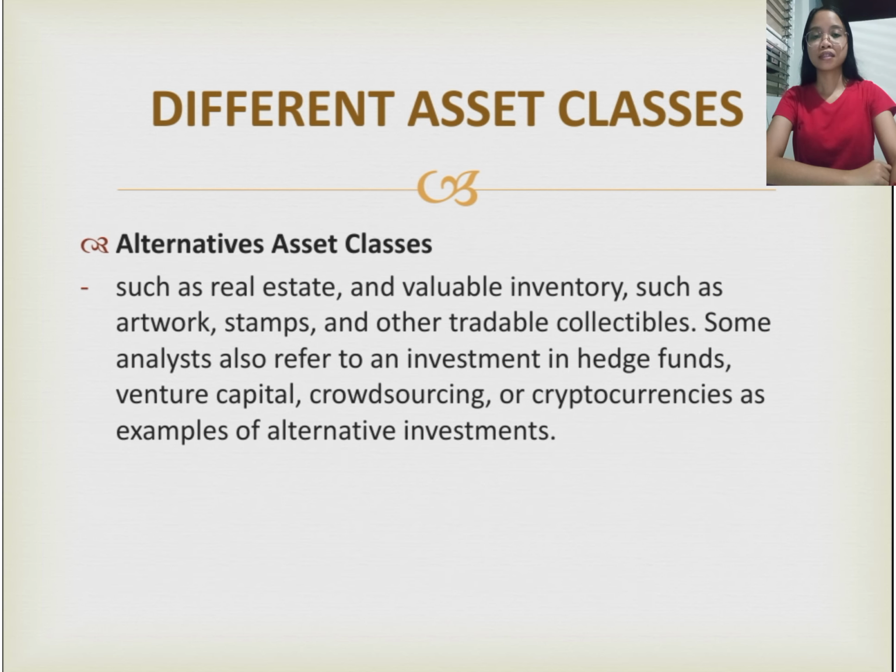Alternative asset classes, such as real estate, valuable inventory such as artwork, stamps, and other tradable collectibles. Some analysts also refer to an investment in hedge funds, venture capital, crowdsourcing, or cryptocurrencies as examples of alternative investment.